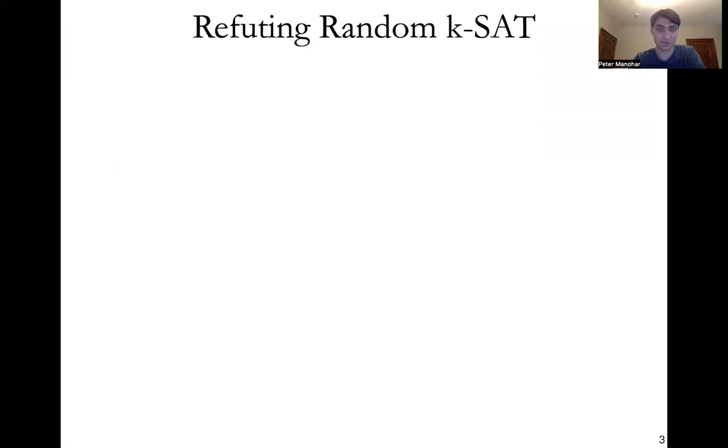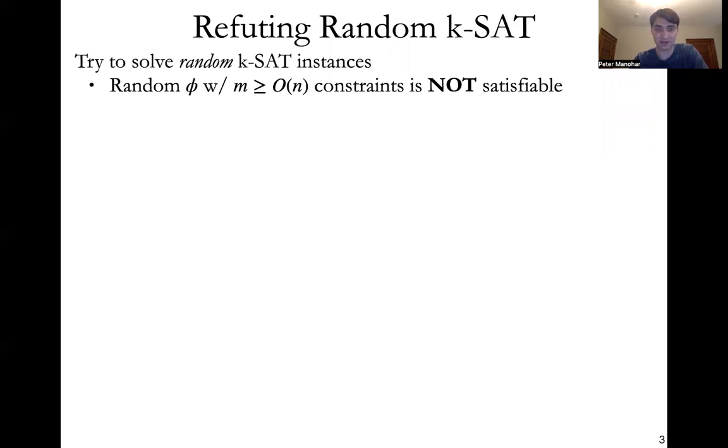So we would nonetheless like to have good algorithms for KSAT in spite of this worst case hardness picture. One way to circumvent all this worst case hardness is instead to try to solve random KSAT instances. This unfortunately has a small problem: a random KSAT instance phi with order n constraints is not satisfiable with high probability. So if our definition of solving means that we just want our answer to be correct with high probability over the instance, then this is trivial to achieve. We can simply always output unsatisfiable, and this will indeed be the correct answer with high probability.